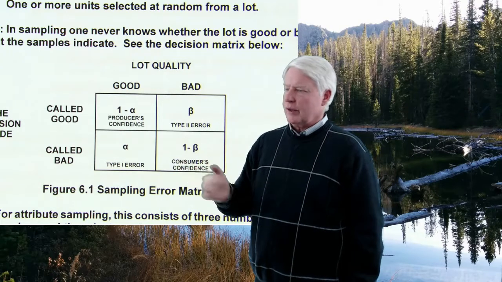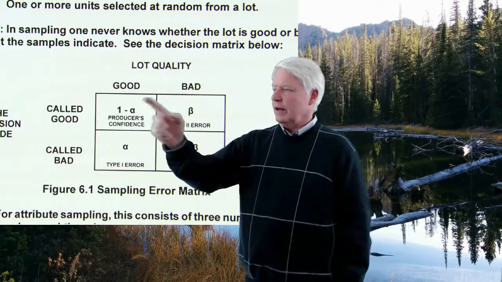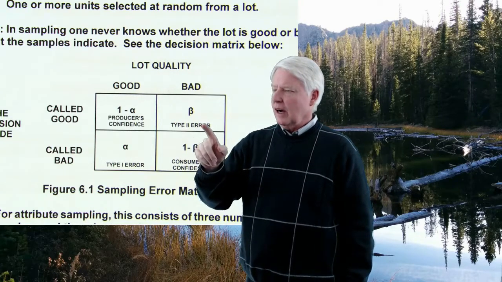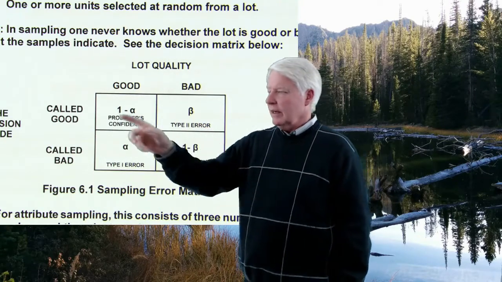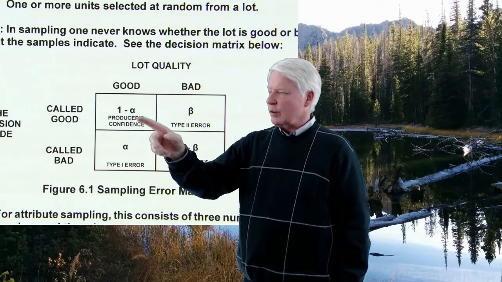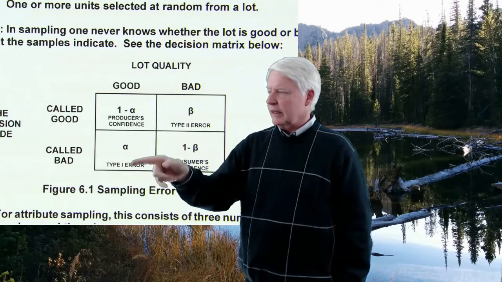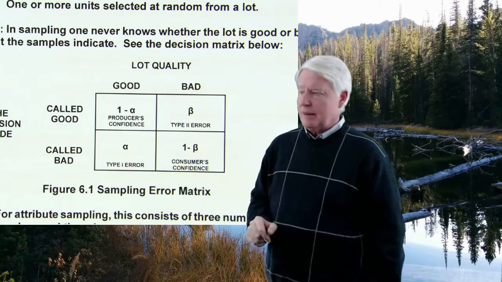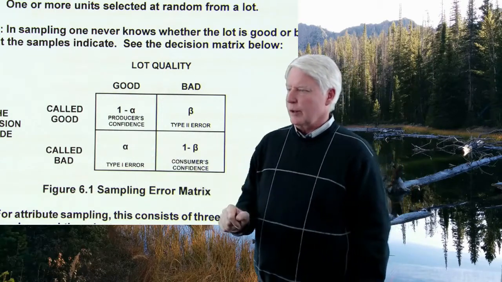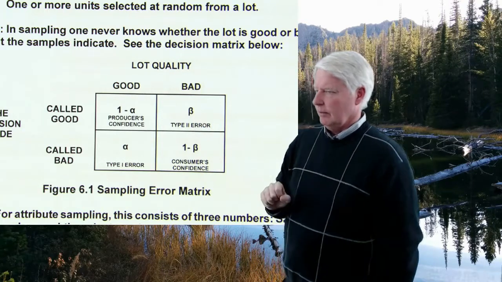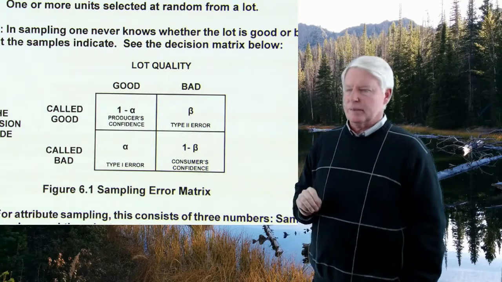Okay, so we'll just review all of this right now. If in reality the lot's bad and you accepted it, that's called beta risk, also referred to as type 2 error. If you called it good and it is good, that's 1 minus alpha, producer's confidence. If you called it bad and it's really good, that's alpha risk, also known as type 1 error or producer's risk. Beta is also called consumer's risk. And they'll use that on the test, so be aware of that.